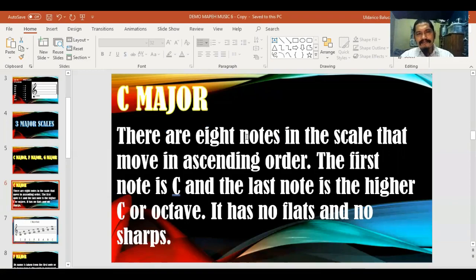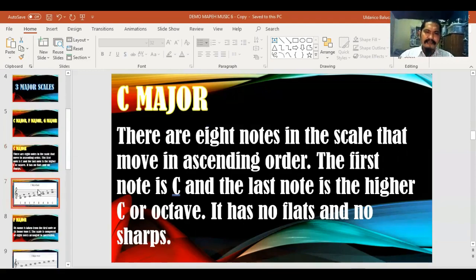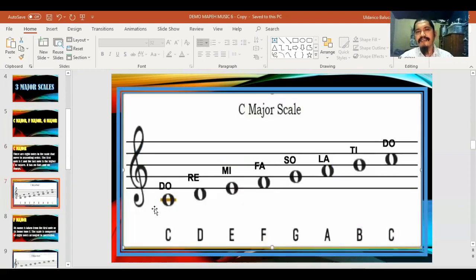C major. There are 8 notes in the scale that move in ascending order. The first note is C, and the last note is the higher C or octave. It has no flats or no sharps. Now this is the C major.